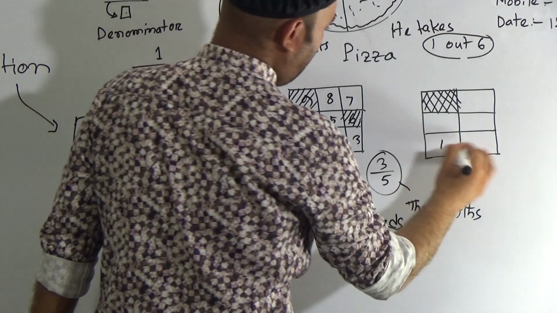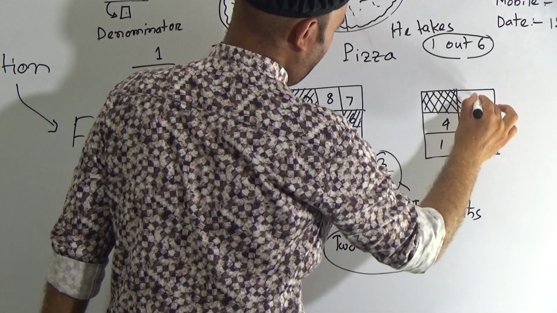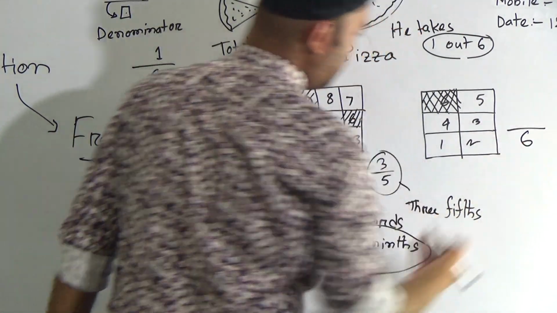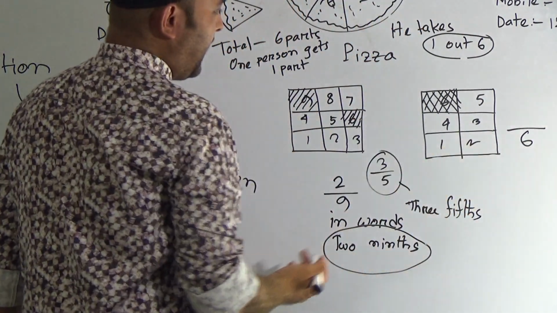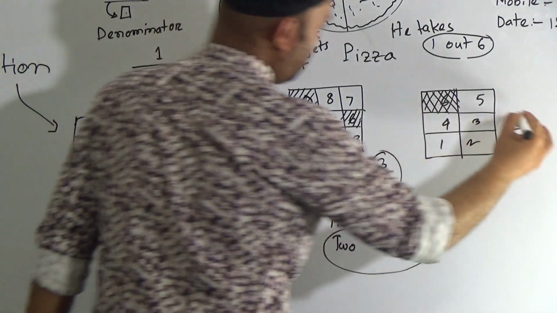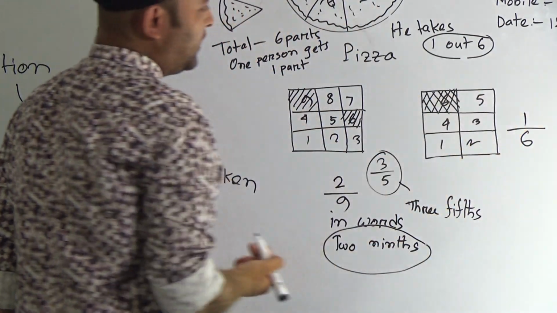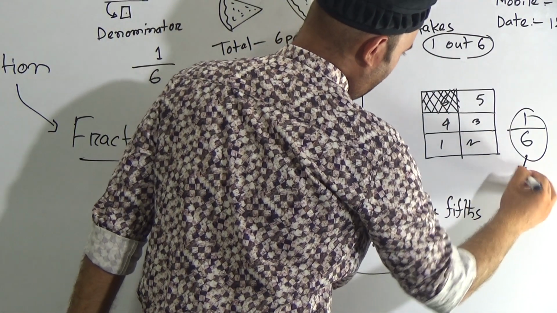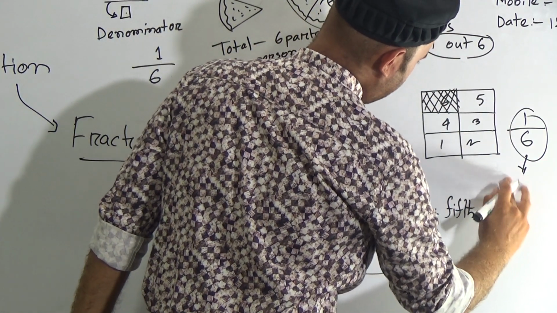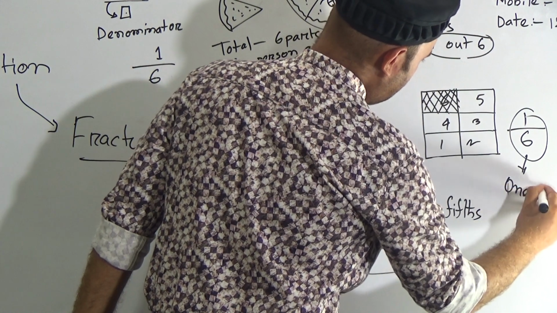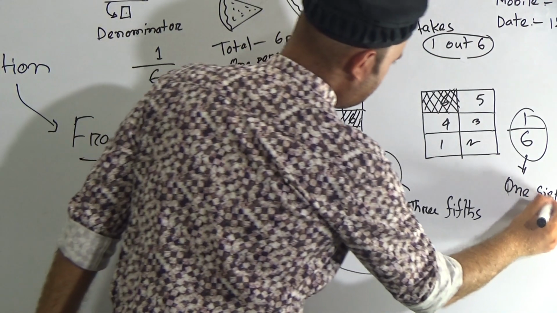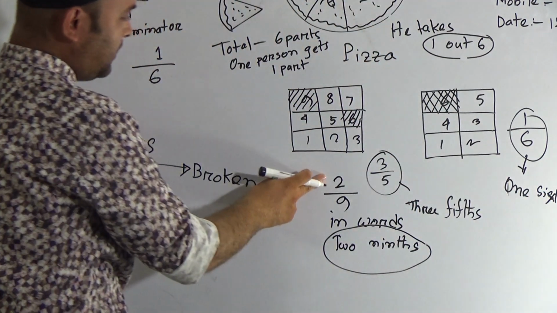Then look at the next box. Here are also 1, 2, 3, 4, 5 and 6 parts. So the total parts will be the denominator, 6. And how many parts are sketched here? 1. So 1 will be the numerator here. And this fraction is called in words 1 sixth.